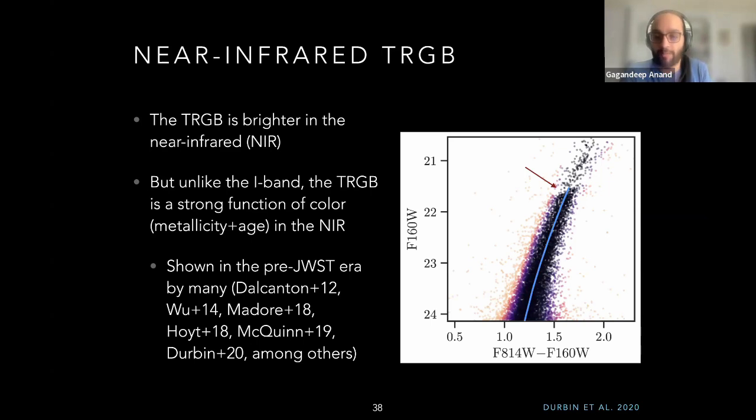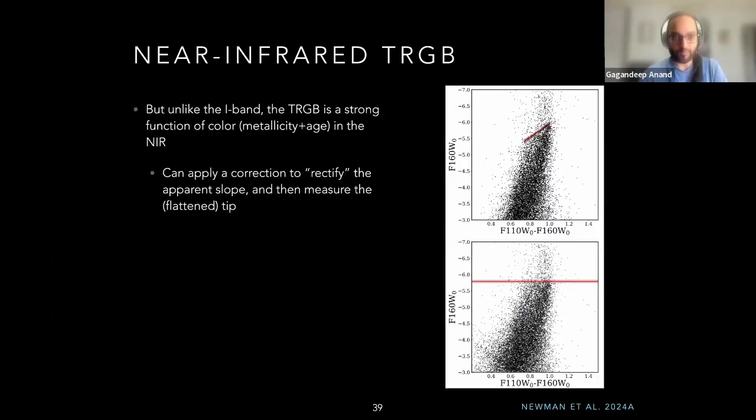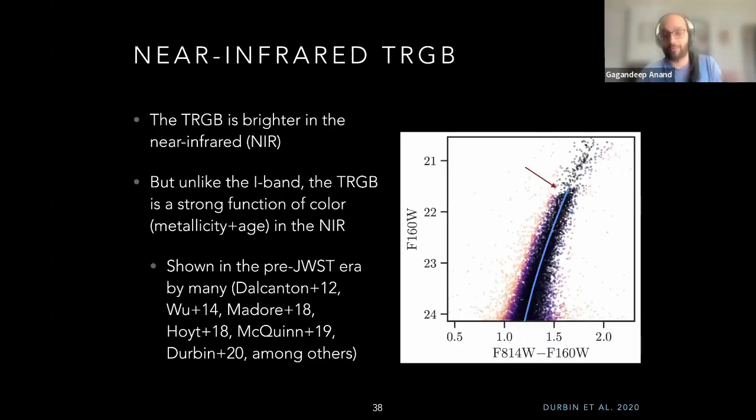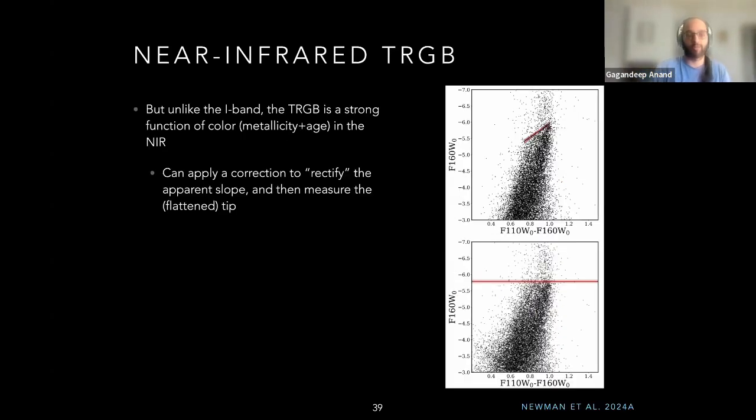relation between color and magnitude in the near infrared TRGB, and this was shown in the pre-JWST era by many authors, some of them shown here. And so you have to calibrate this. It's another step in the calibration for the near infrared TRGB. But of course, this is doable.